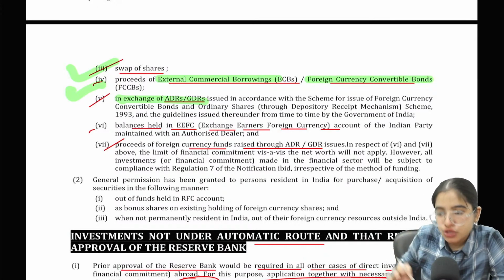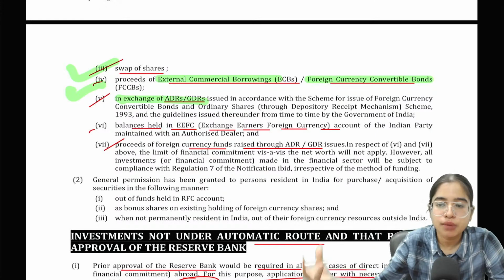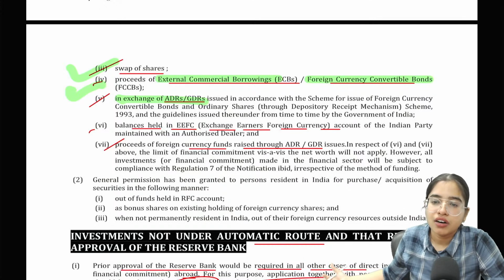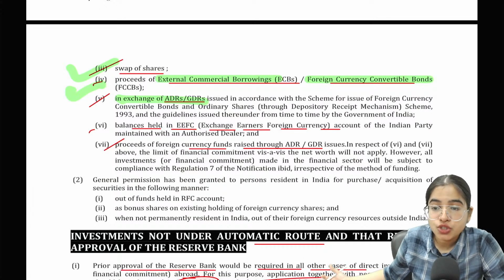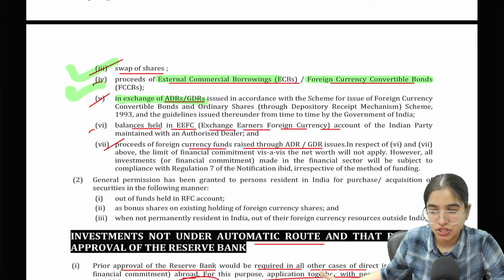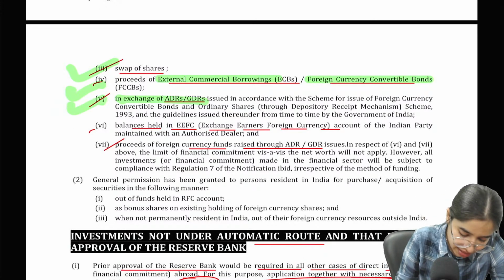Let's say I issued ADR GDR to foreign investors, and from there I realized some US dollars. That US dollar I invested in my joint venture or wholly owned subsidiary outside India. So this is how I can also realize foreign exchange. Foreign exchange means foreign currency, income in foreign currency.